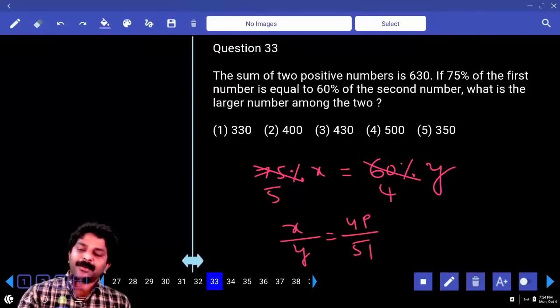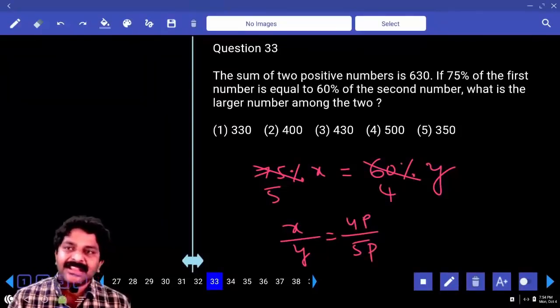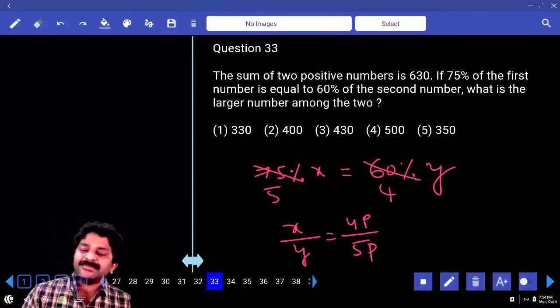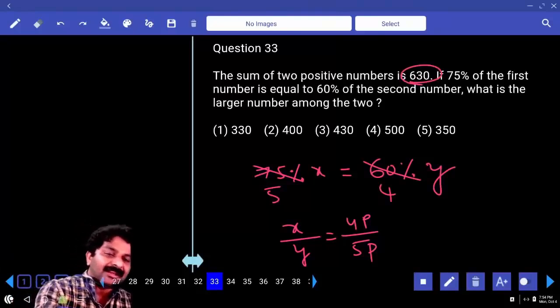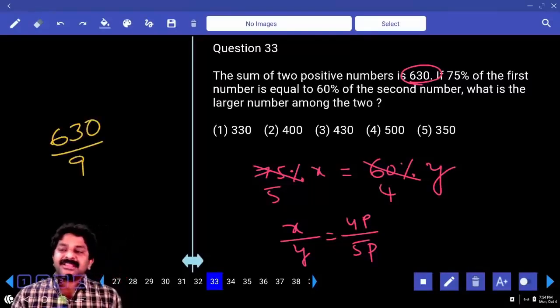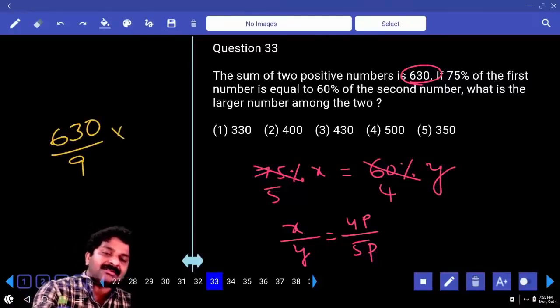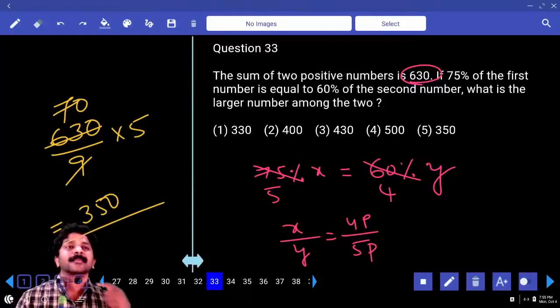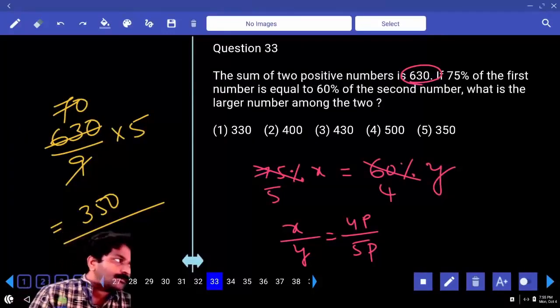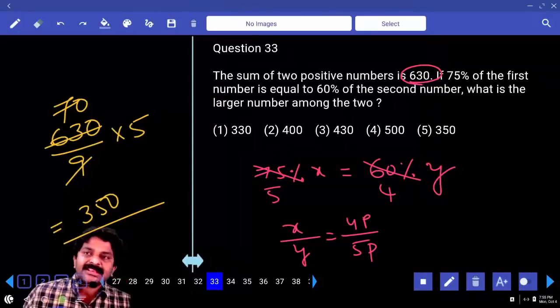x is equal to 4 parts, y is equal to 5 parts. Is it clear? Now, the sum x plus y is 9 parts only, and 9 parts is equal to 630. 1 part is equal to 630 divided by 9. And your question is to identify the larger number, which is equal to 5 parts, into 5. 9 70s are 630, 70 times 5 is 350, final answer. Is this clear?